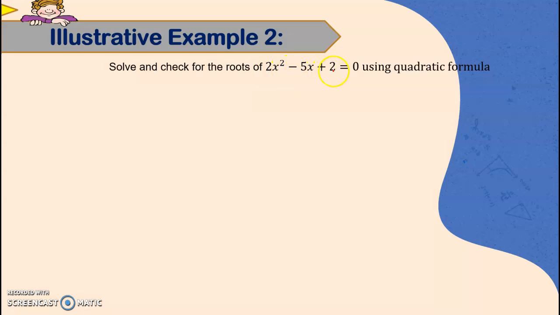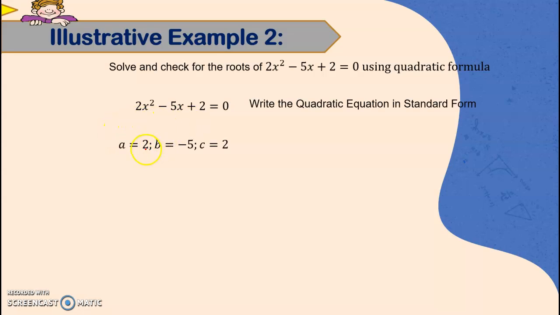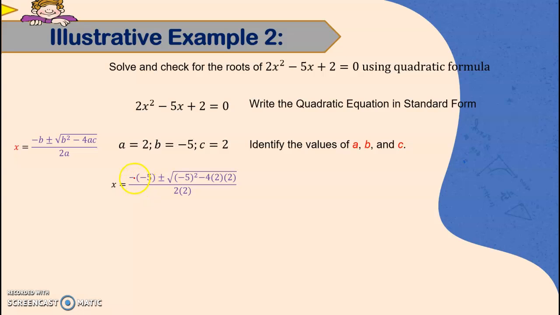2x squared minus 5x plus 2 equal to 0. So this one is written in standard form already. Let's proceed to identifying the parts: a, b, and c. a is 2, b is -5, c is 2. Then use the formula: negative times the -5 plus or minus the square root of -5 squared minus 4 times 2 times 2, all over 2 times 2.